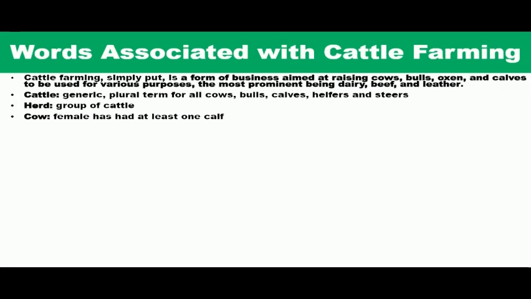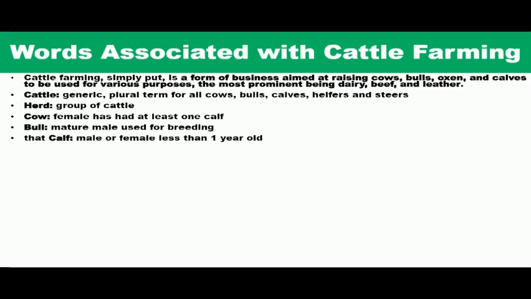Then cow is the female that has at least one calf, you can call that a cow. Then the bull is the mature male used for breeding. That is the bull, okay? And of course, for breeding. The calf, okay? Male or female less than a year old, okay? That's the calf.